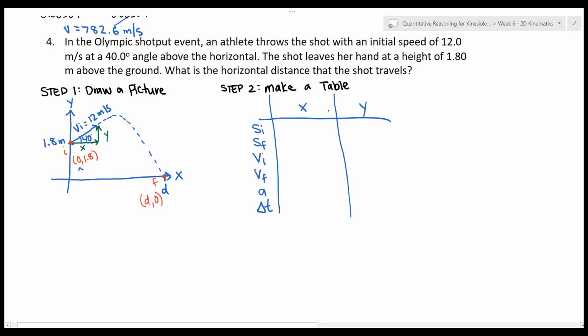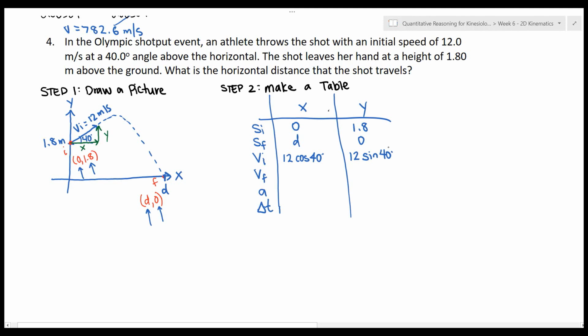So my s initial over here is 0 in the x direction. My y component is 1.8. My s final is d. My y component is 0. My v initial, so the hypotenuse is 12. When I'm looking for the x component, that's the adjacent side, so I'm going to use cos. So it will be 12 cos of the angle, which is 40 degrees. It's positive because it's pointing to the right. My y component is the opposite side, so I'm going to use sine instead. So it's going to be the hypotenuse, which is 12, sine of the angle, which is 40 degrees.